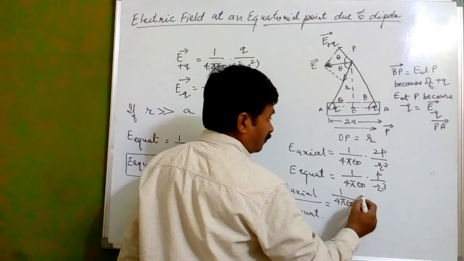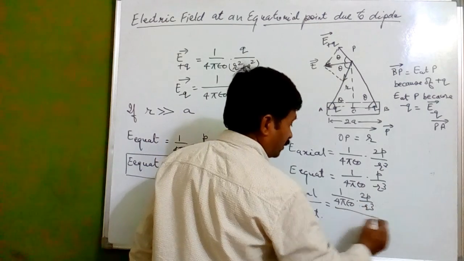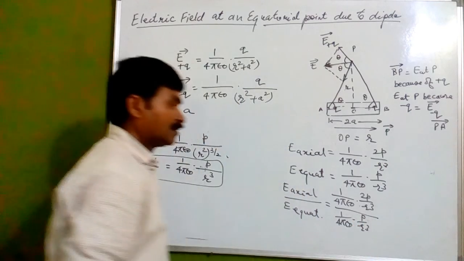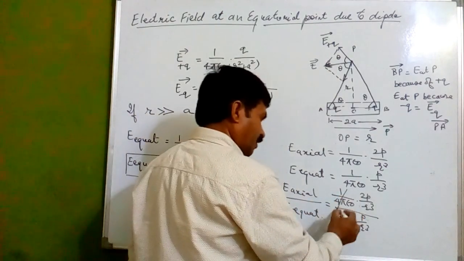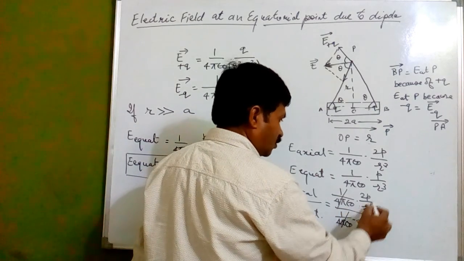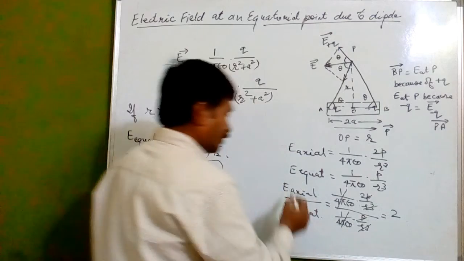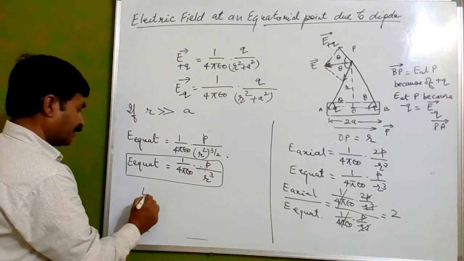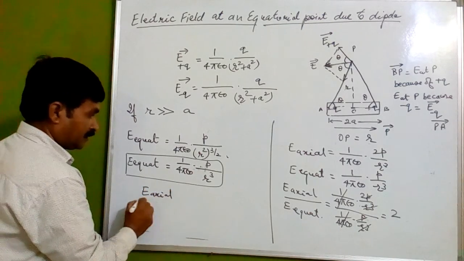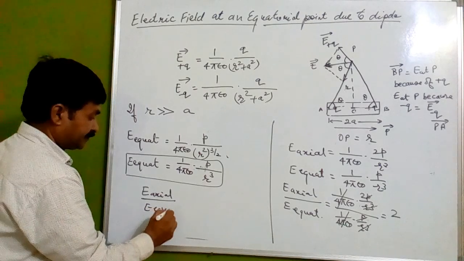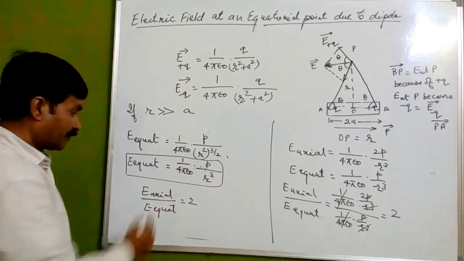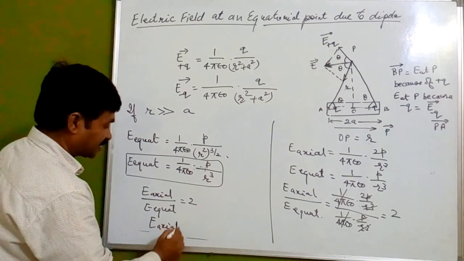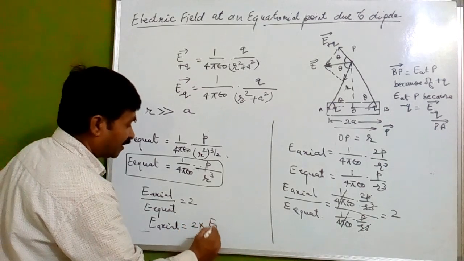1 upon 4 pi epsilon naught, 2p upon r cube, divided by 1 upon 4 pi epsilon naught, P upon r cube. So if we go through it, 1 upon 4 pi epsilon naught cancels, r cube cancels, and P also cancels. The ratio E axial upon E equatorial is equal to 2. So the electric field at the axis is 2 times the electric field at the equatorial point.